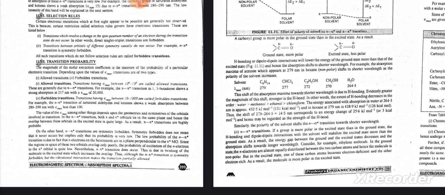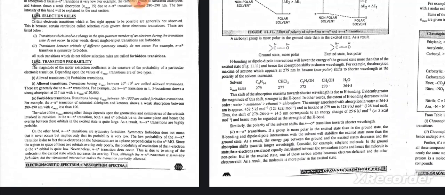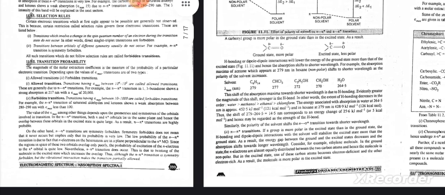On the other hand, n to pi star transitions are symmetry forbidden. Symmetry forbidden does not mean that it never occurs, but implies only that its probability is very low. The low probability of n to pi star transition is due to the fact that n electrons on the heteroatom are in a plane perpendicular to the pi star molecular orbital. Since the regions in space of these two orbitals overlap only poorly, the probability of excitation of the n electron to the pi star orbital is quite low.